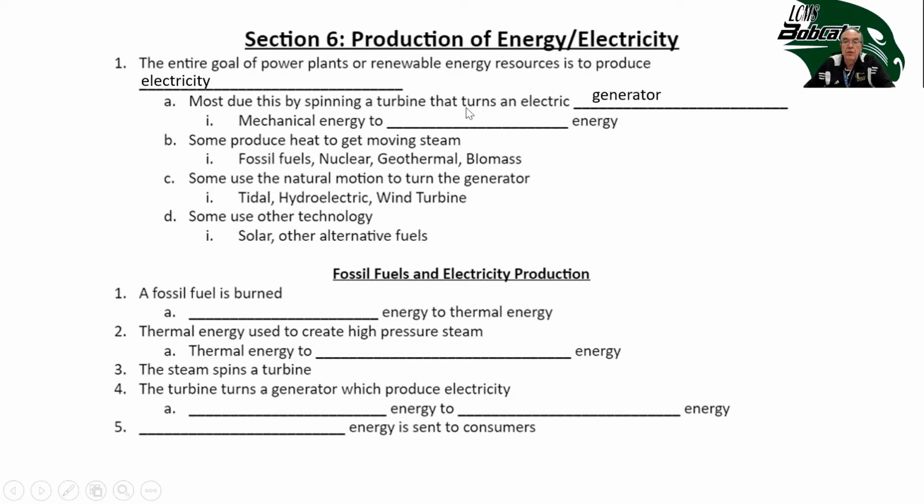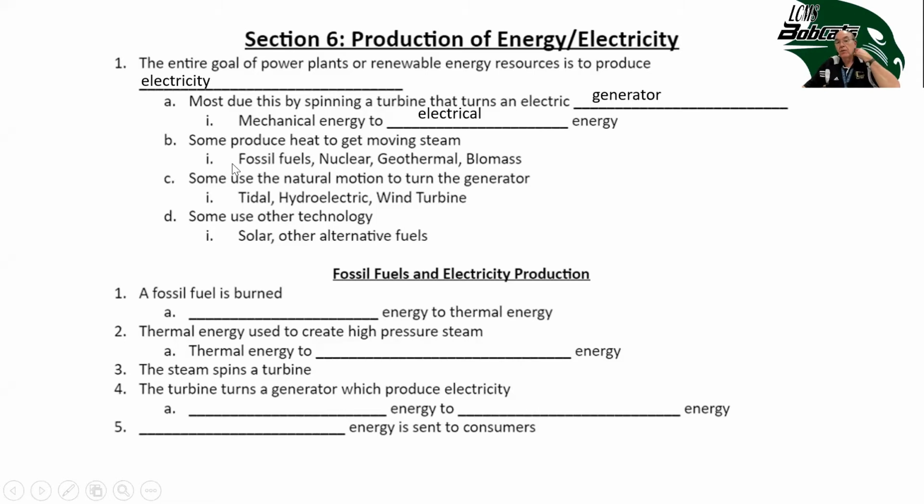And most is due to a spinning turbine that turns an electric generator. So as I kind of explained before, anytime there's a magnet turning inside of a coil of wire, it'll spin and turn and make electricity. So the energy conversion is mechanical energy of the spinning turbine to turn the generator and make electrical energy.